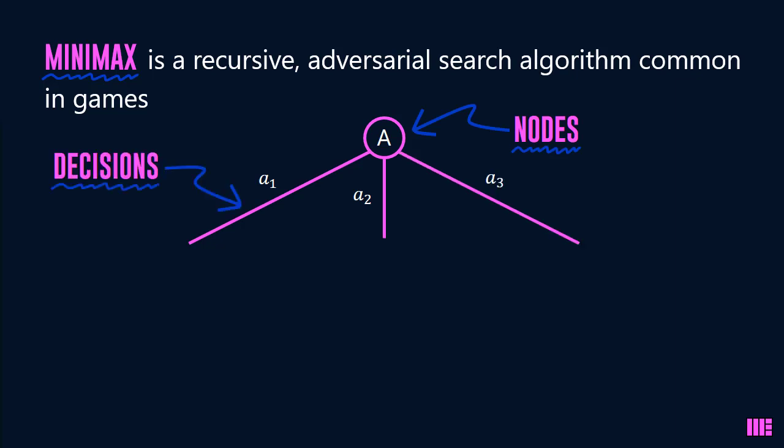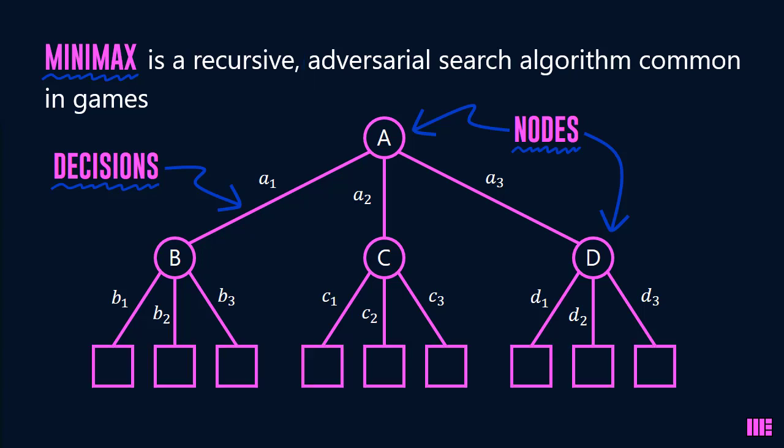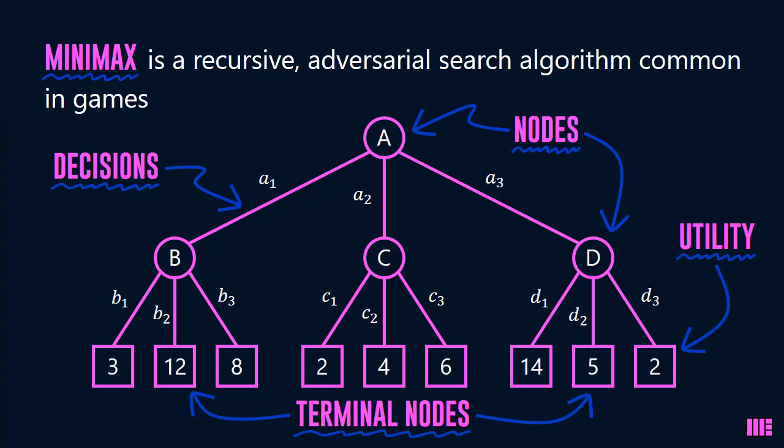Those decisions alter the state of the game, resulting in more nodes. This process gets repeated over and over, which is why we say the algorithm is recursive. Eventually, the game tree reaches a state beyond which it cannot expand. We call these states terminal nodes, and each terminal node contains a value that we call the utility. Utility measures the usefulness or desirability of that particular game state to our AI player.